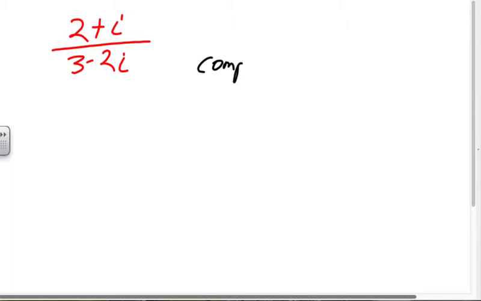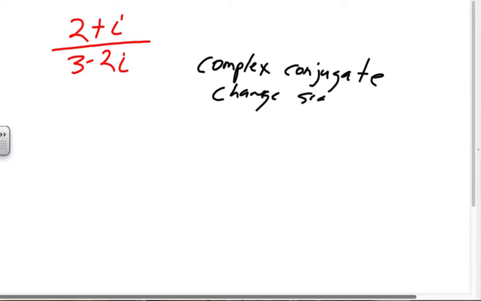Okay, let's deal with one that's a little bit harder. As usual, division. Now, like fractions, you never divide by another complex number. We're going to introduce terminology here called a complex conjugate, which means you change the sign of the imaginary term.